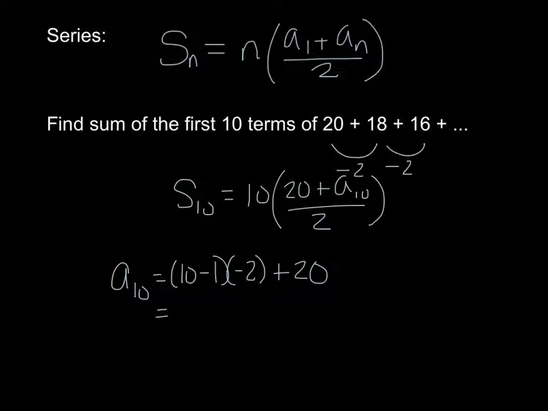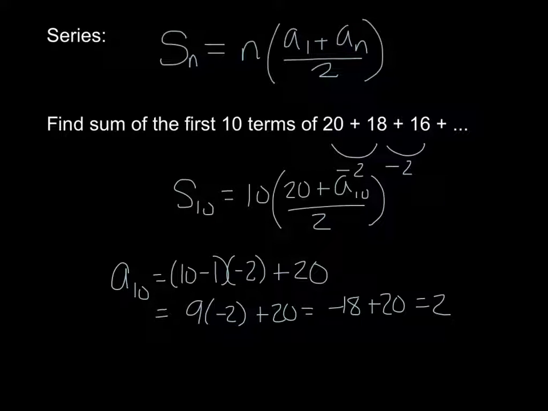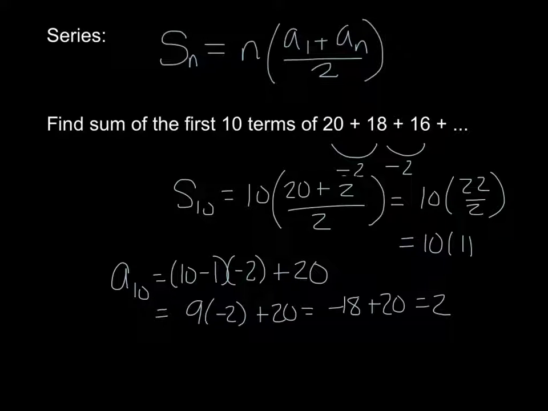Okay, do our math. So we get 9 times negative 2 plus 20, which is negative 18 plus 20 equals 2. So then I can go up to a sub 10 here, and I can put just a 2 in there. And then I get 10 times 22 over 2, which would be 10 times 11, which would be 110. So the sum is 110 if I was to add all those up.